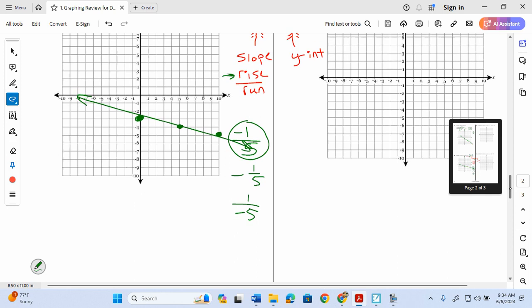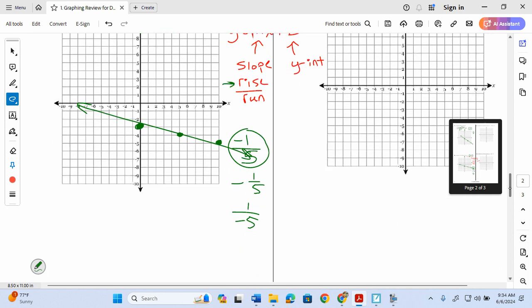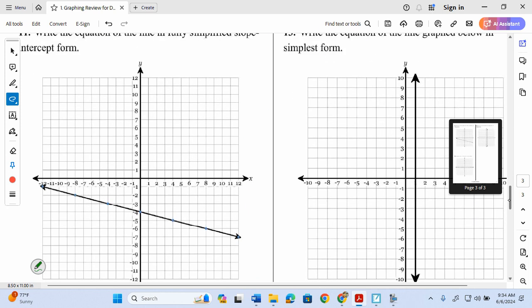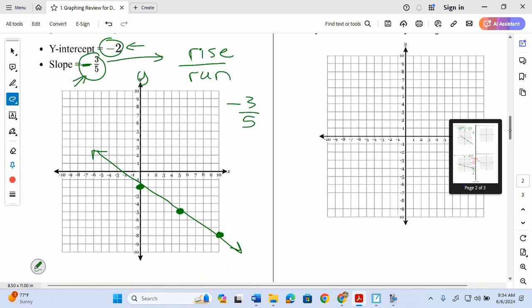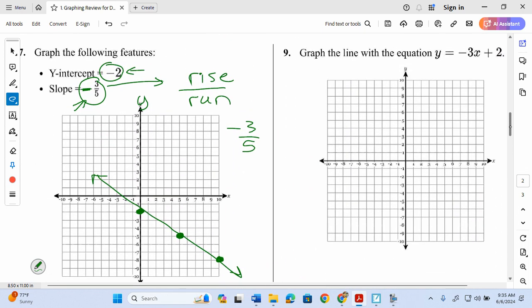All right, what problem was that? That was 8. Is this 9 right here? Nope, that's 11. So let's go up here and let's find 9. All right, so once again, we're doing the same thing, right? Our y-intercept is 2, and we are going to go down 3. 1, 2, 3, over 1.